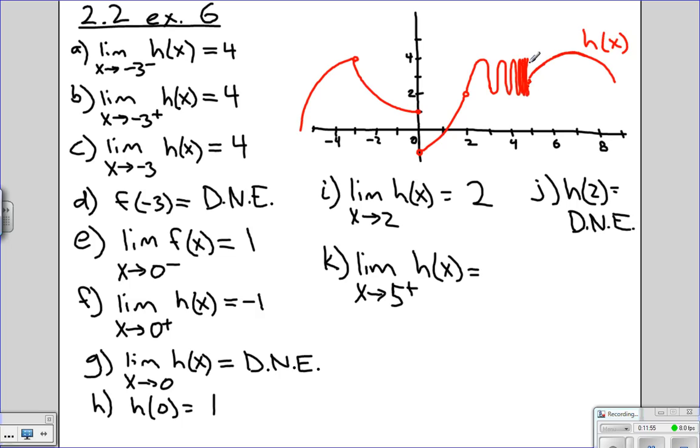It's kind of hard to visualize, but it's basically saying that even if you're really, really close to 5, it's going to still be jumping back and forth a lot. So it's going to be going wild as close as you get to 5.